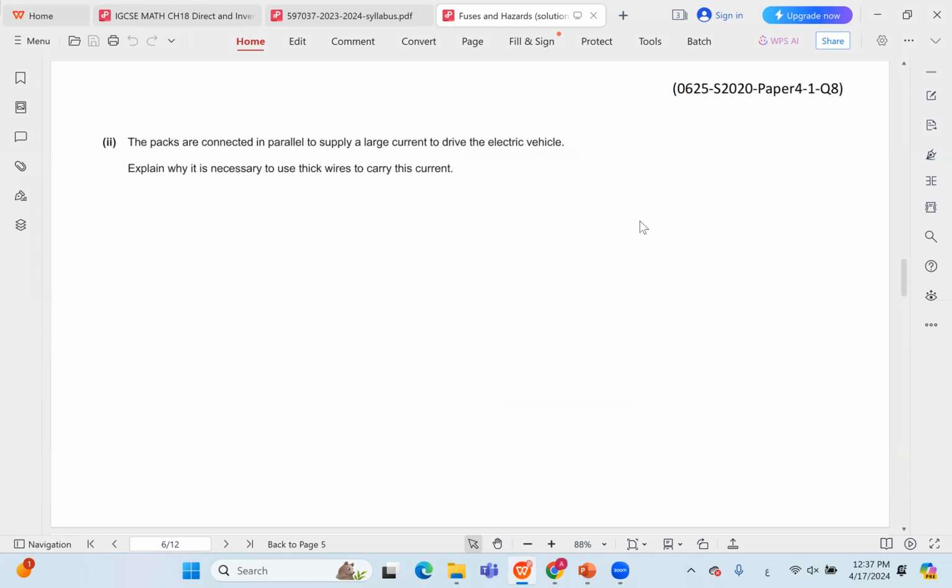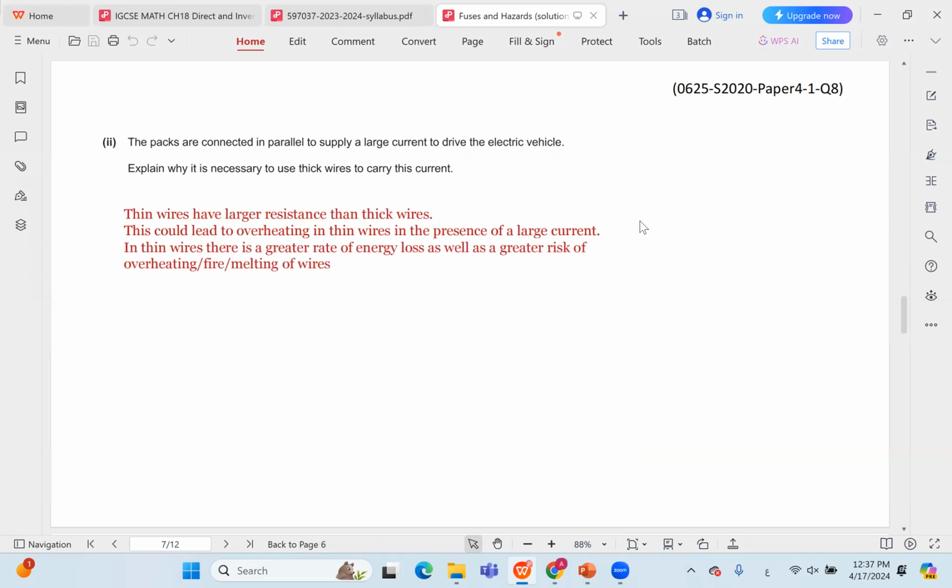In this question, we're told the packs are connected in parallel to supply a large current to drive the electric vehicle. Explain why it is necessary to use thick wires to carry this current. So this is exactly the same as what we just said. The idea is that thick wires have a large area, so a small resistance. Remember, R equals rho L over A. So thick wires means the area is great. It's bigger than usual. So the resistance is smaller than usual, so they can withstand higher currents.